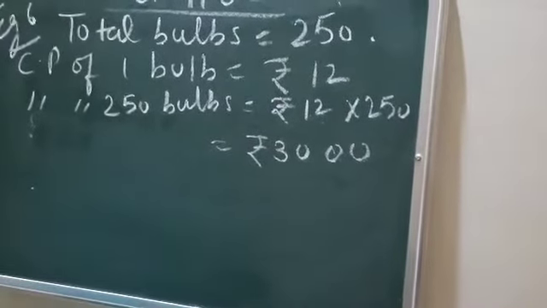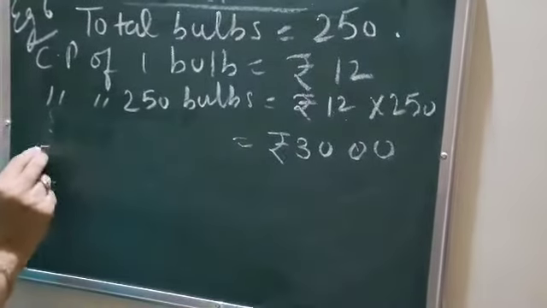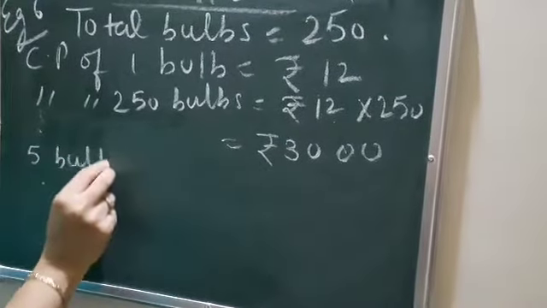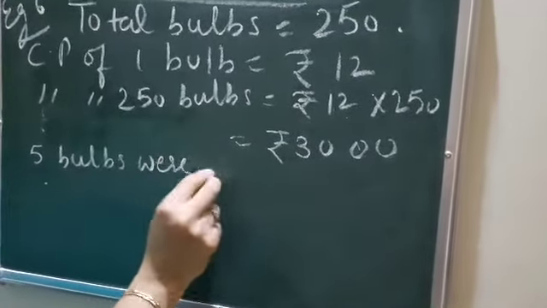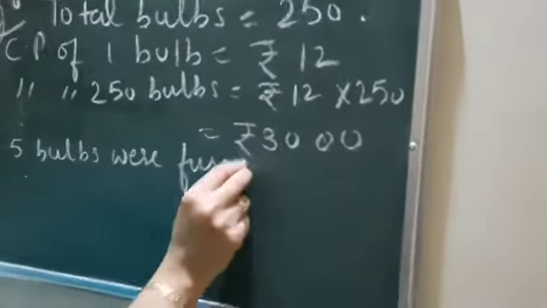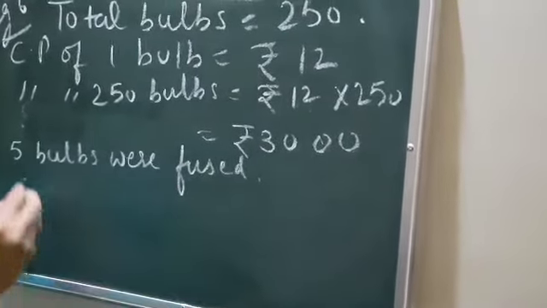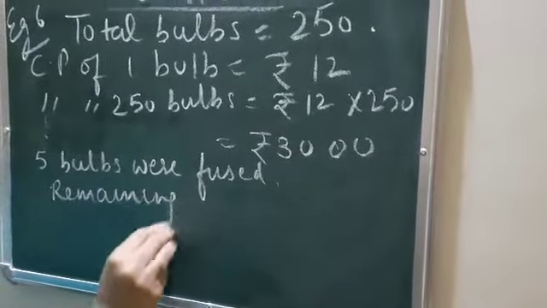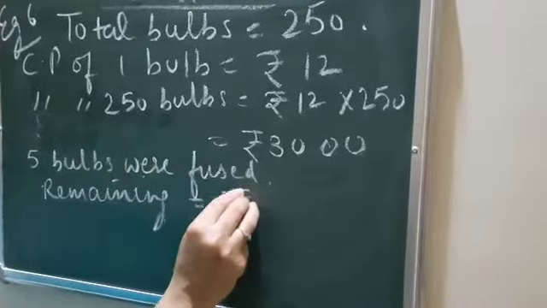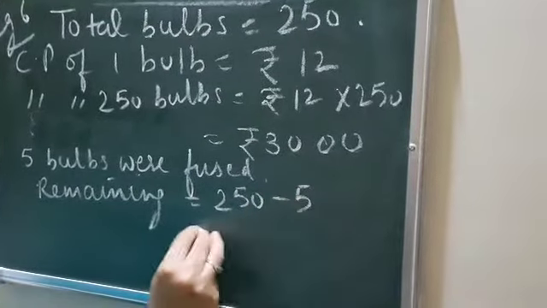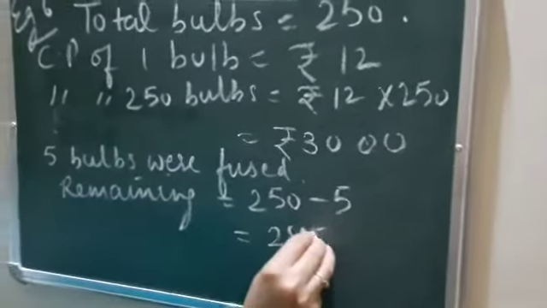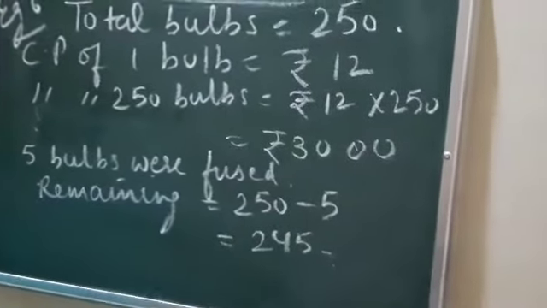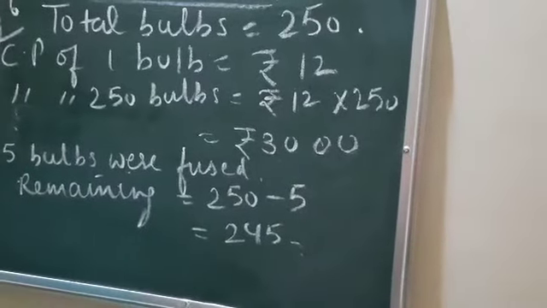Now it is given 5 bulbs were fused. If 5 bulbs were fused, then how many bulbs are remaining, which he can sell? So the remaining bulbs will be 250 minus 5. We just subtract these 5 bulbs which are fused because these bulbs are of no use to him, right? So remaining are 245 bulbs.